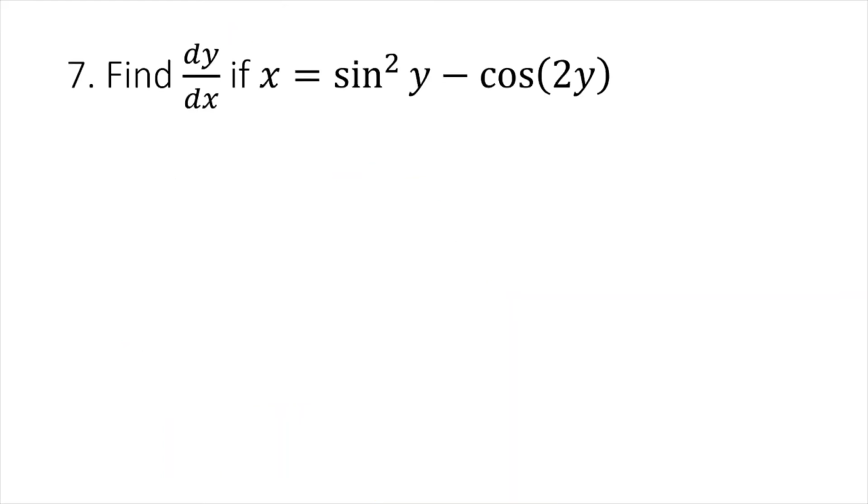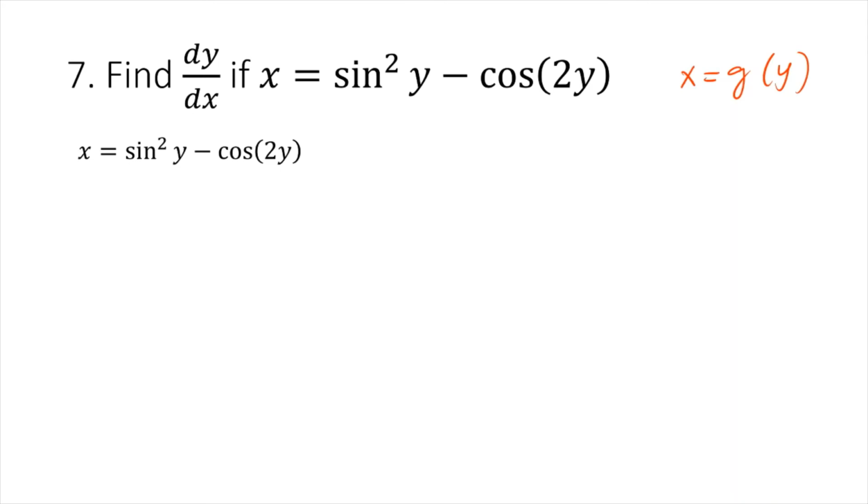Next problem, find dy/dx if x is equal to sine squared y minus cosine of 2y. The equation given is in the form x as a function of y. And since we are asked to find dy/dx, we can use the inverse function rule of differentiation. We can also use implicit differentiation, but let's use the inverse function rule for this problem. Given x equals sine squared y minus cosine of 2y, first we have to differentiate with respect to y.